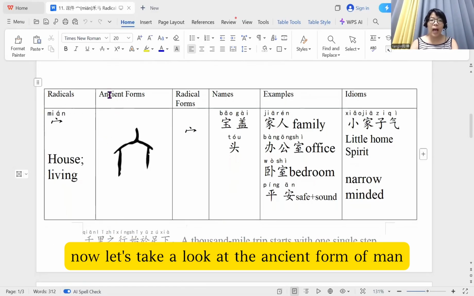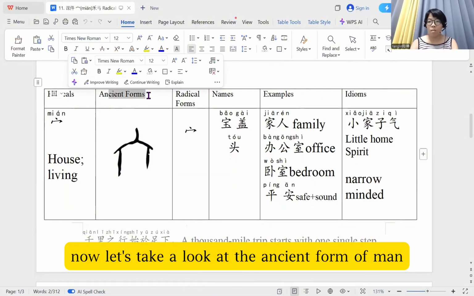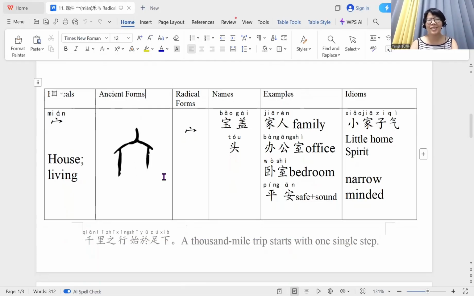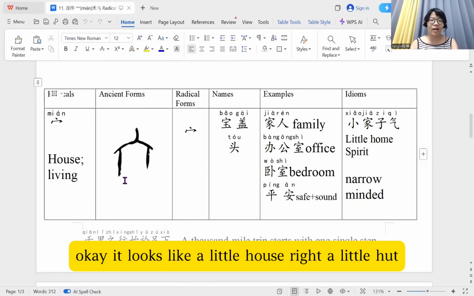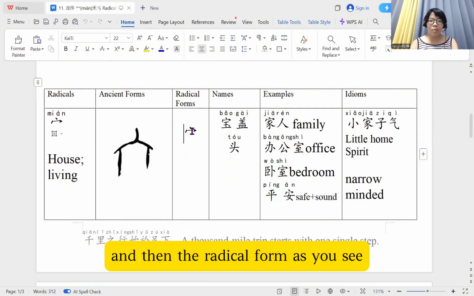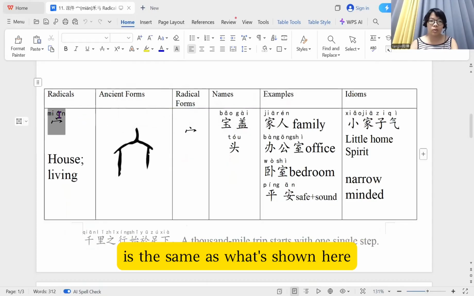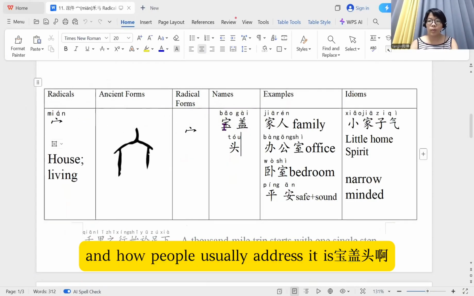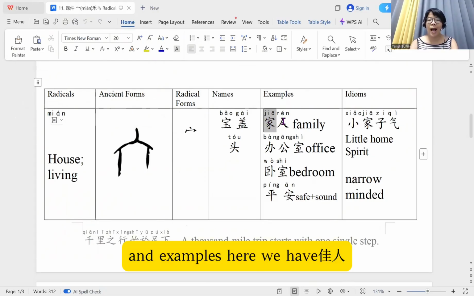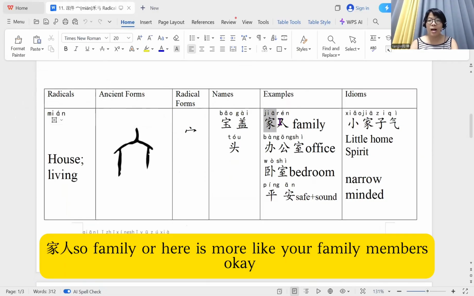Now let's take a look at the ancient form of 宀. So what does it look like to you? Okay, it looks like a little house, right? A little hut. So that's what it was. And then the radical form, as you see, is the same as what's showing here. Okay, and how people usually address it is 宝盖头. And the examples here we have 家人.